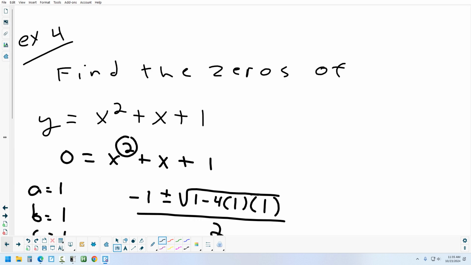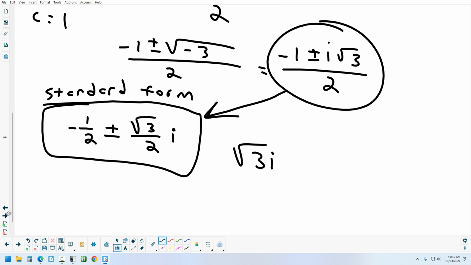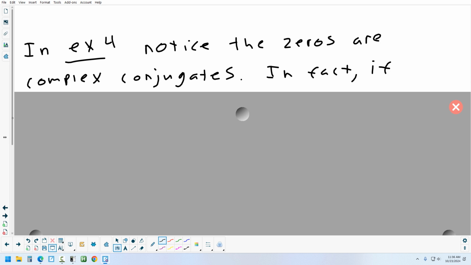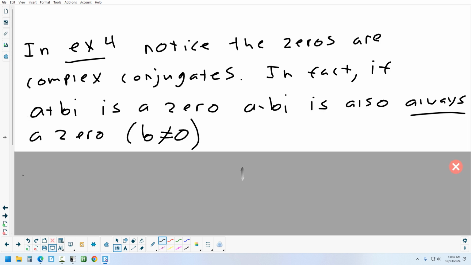So look at the two roots that we just got. Negative a half plus root 3 over 2i. Negative a half minus root 3 over 2i. What do we call that when the sign of the imaginary part changes? Conjugate. Whenever you are finding roots and they come out to be complex, they always occur in pairs. Always. You can never have an odd number of complex roots in a problem. They always come in pairs, and not only do they come in pairs, they come in conjugate pairs.